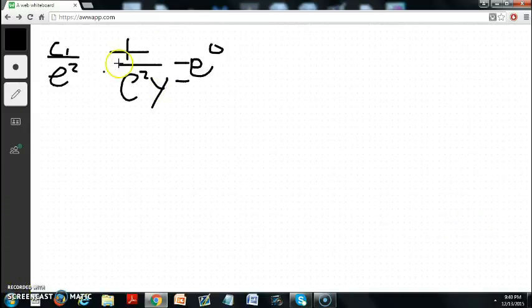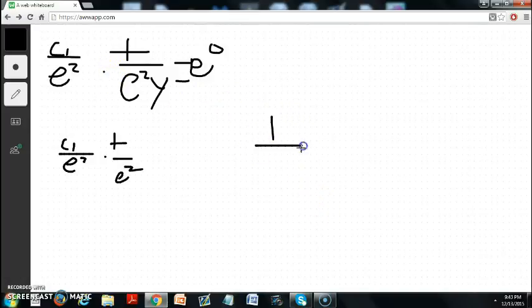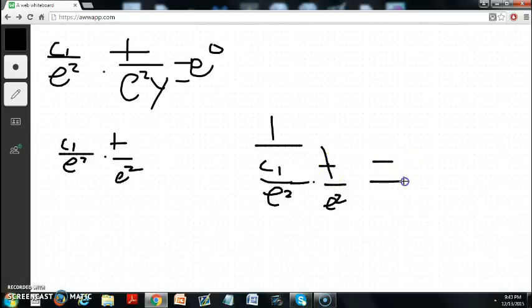So now that you're left with this, all you have to do is solve it like a normal equation. So now all you do is divide both sides by everything here but y. So you will do this side divided by c1 over e squared times t over e squared, and then e to the 0th power is just 1. So when you divide both sides by that, you get 1 over c1 over e squared times t over e squared, equals y.